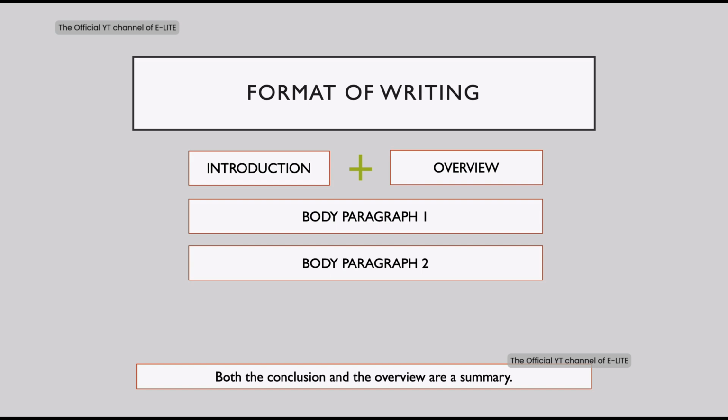Both the conclusion and the overview are a summary. The main difference being that the conclusion is the summary of our writing, while the overview is the summary of the diagram or graph before our writing.